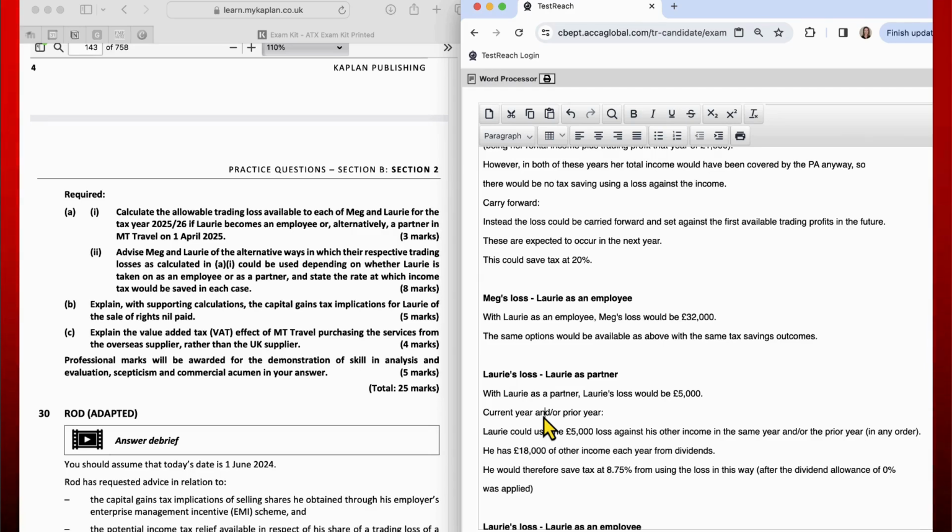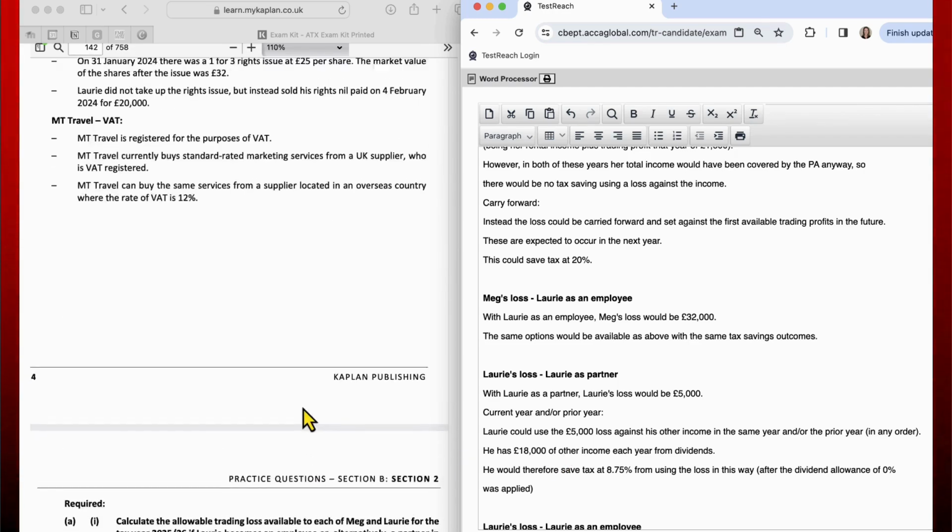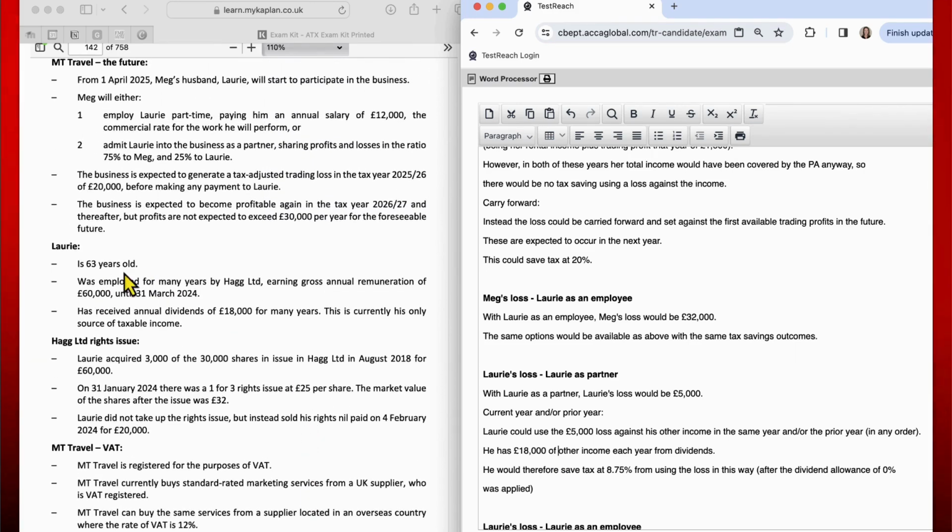You can use his loss in the current year, the prior year, any combination of those in any order. He's only got 5,000 of loss though. He's got 18,000 of income from dividends in each of those years. We were told that in the question with the little section here about Laurie. He was employed for many years until the 31st of March, and so now he's only got income of £18,000 each year from dividends.